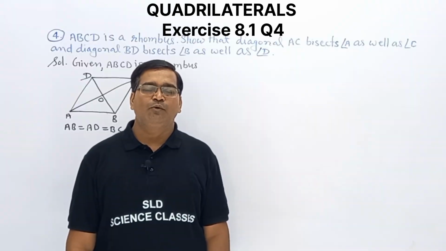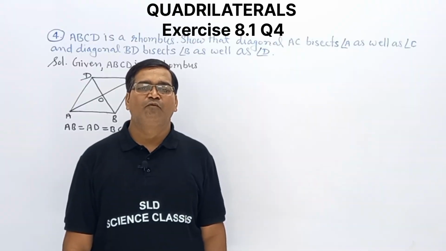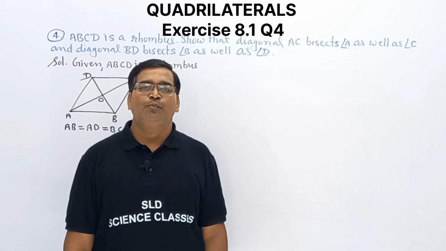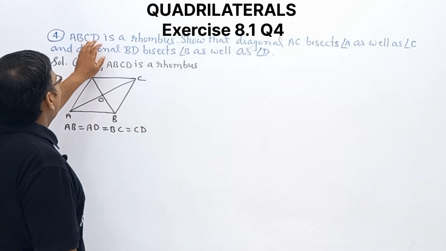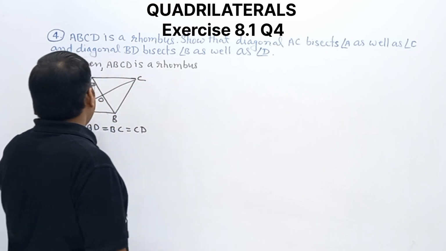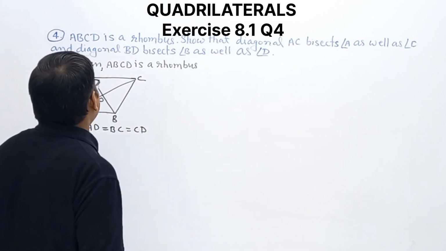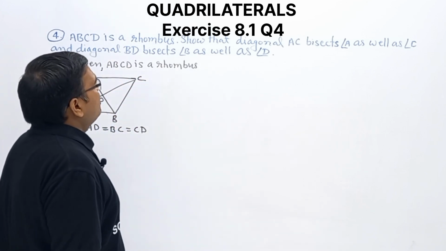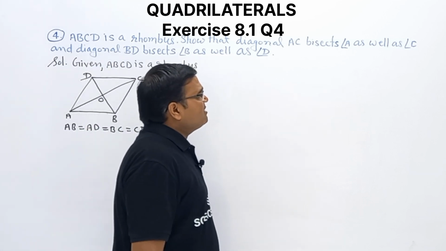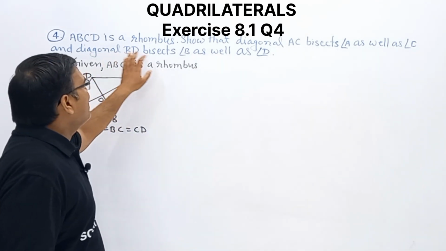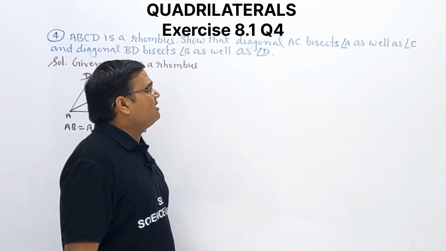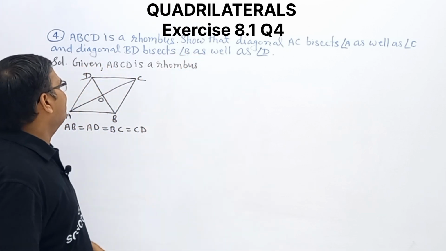Today we are going to discuss question number 4, exercise 8.1, quadrilaterals. Observe this question. ABCD is a rhombus. We are having one rhombus. Show that diagonal AC bisects angle A as well as angle C, and diagonal BD bisects angle B as well as angle D. Two questions we are having.